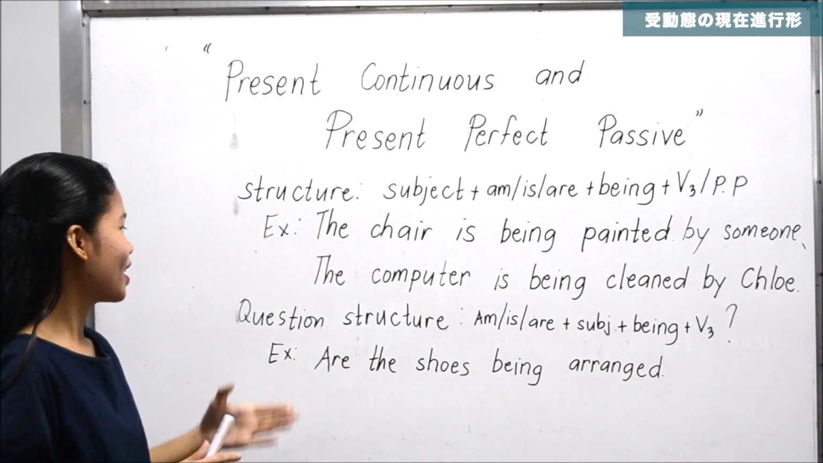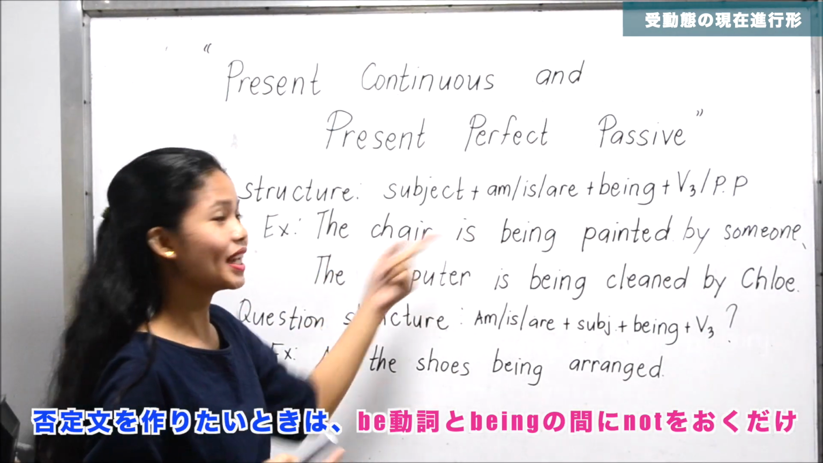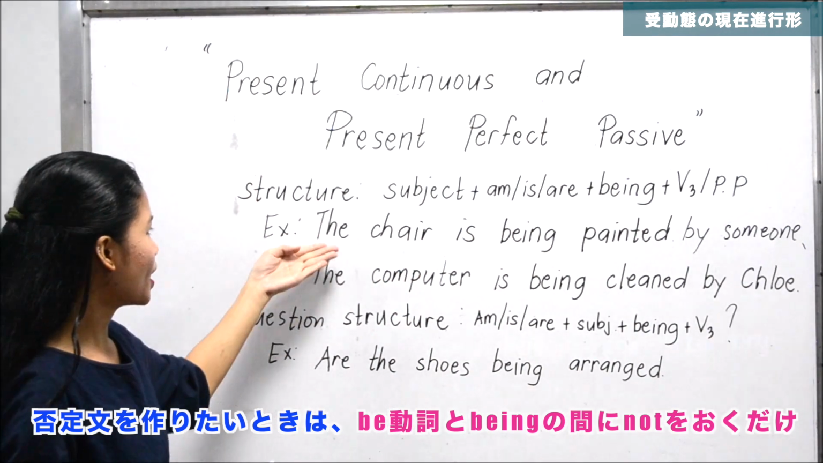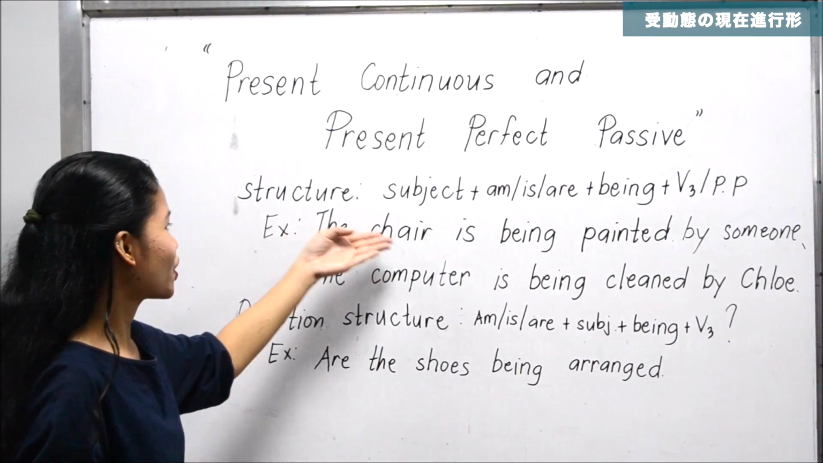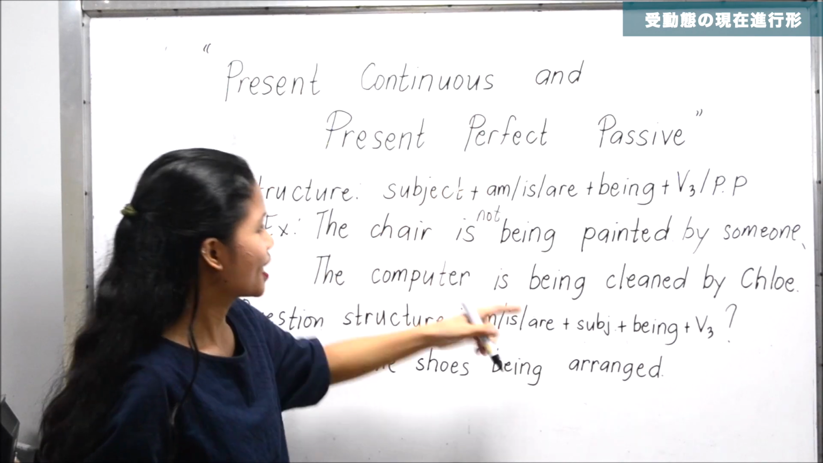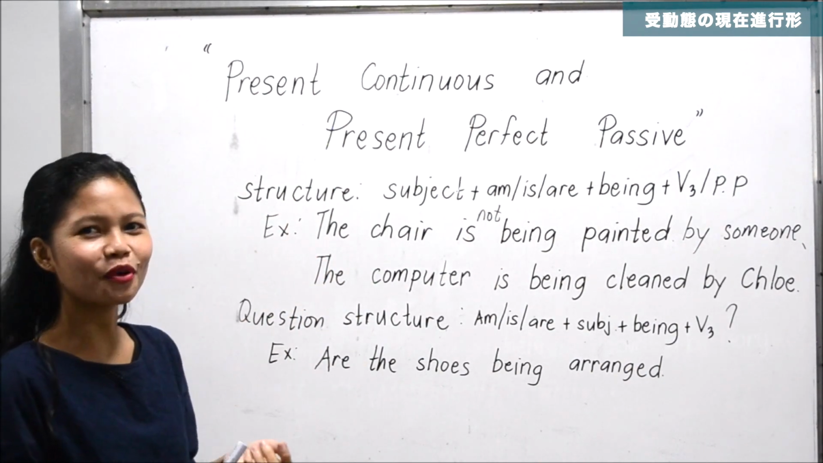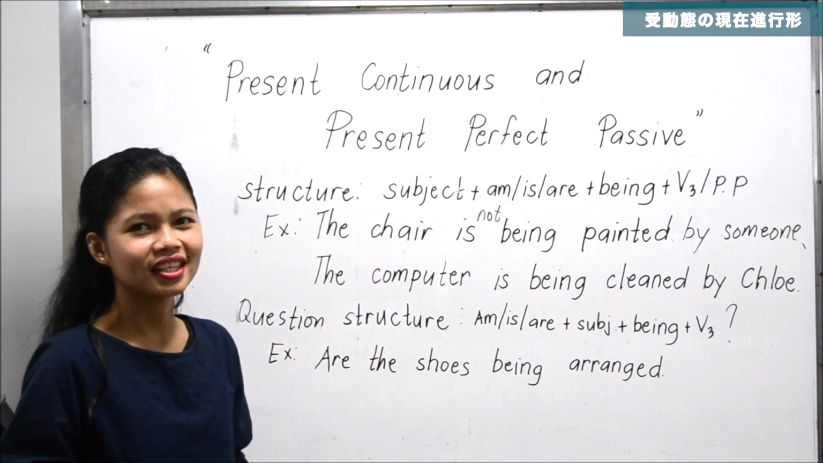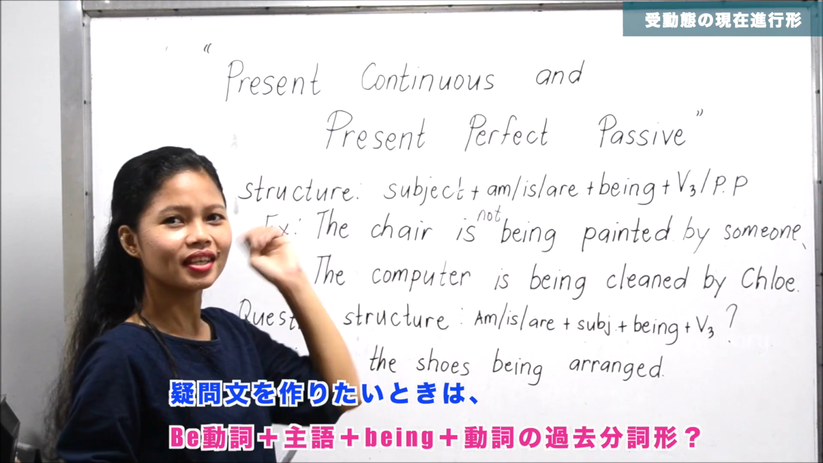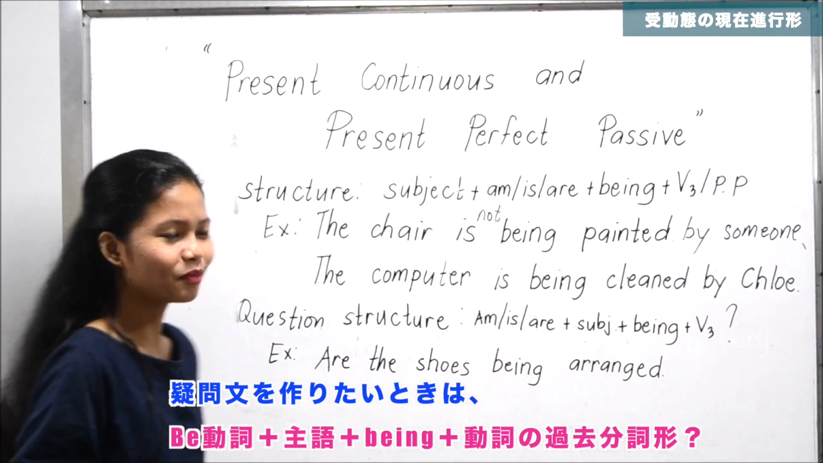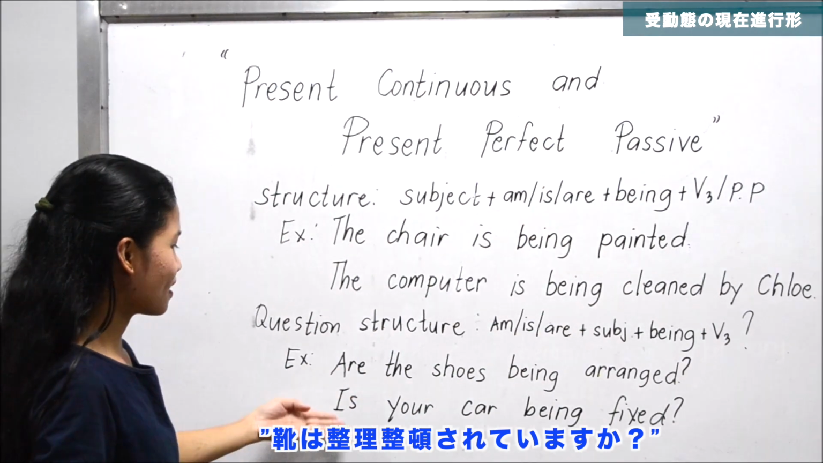Okay? And for the negative form, all you have to do is put not in between the be verb and being. So we have here the chair. If we want to make it into negative form, we have to add not. So the chair is not being painted by someone. And after the negative form, we have here the structure for the question: the be verb plus the subject plus being plus the third form of the verb, or verb 3, or past participle. For example, we have here: are the shoes being arranged, and is your car being fixed?